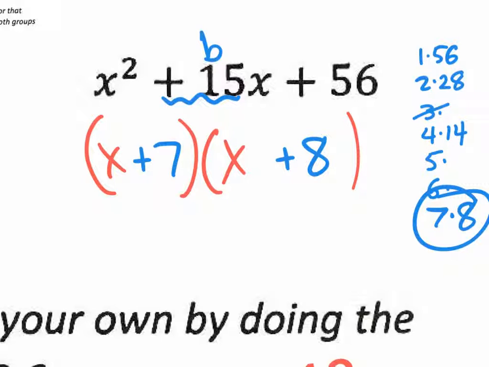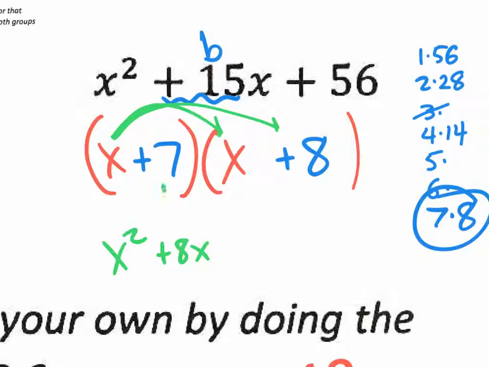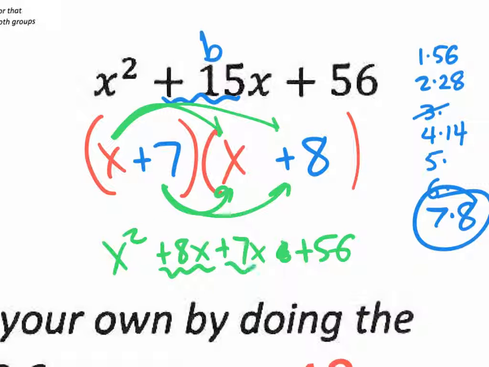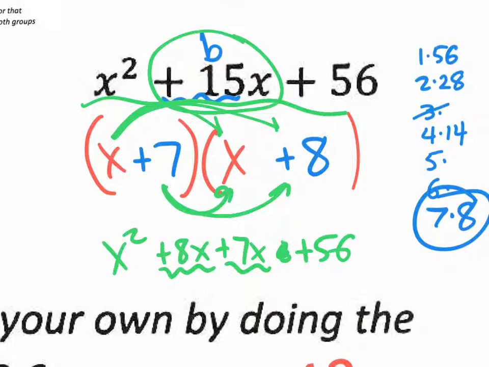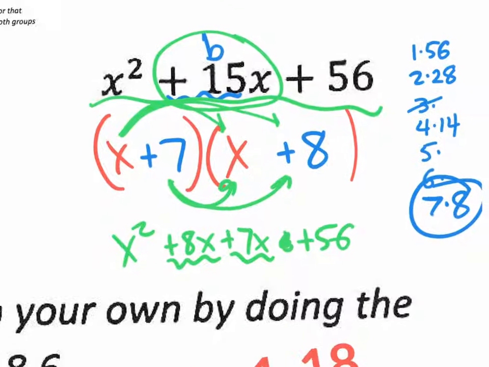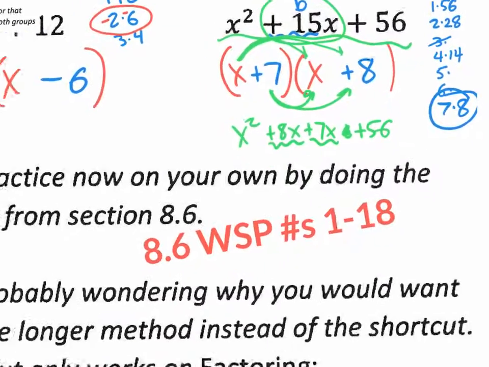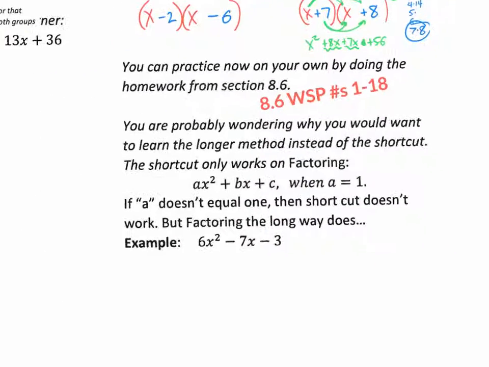Now, what do I mean by we're done? I mean, this is the factored form. If you were to distribute, you don't have to do this, but if you were to distribute x times x, x squared. X times 8, 8x. 7 times x, 7x. 7 times 8, 56. Combine the middle terms, you will get the 15x. You'll get the whole thing up here. So you could always double check if you have extra time by distributing to see if it actually gives you the original quadratic trinomial. So we are ready to practice this.